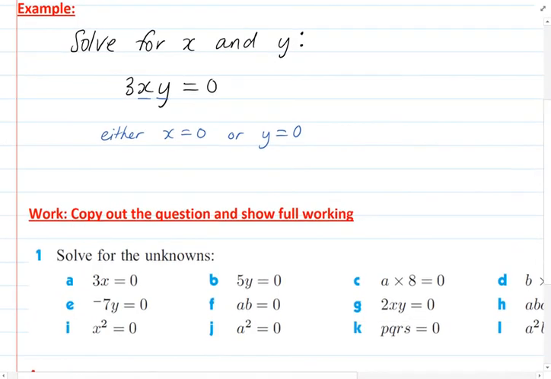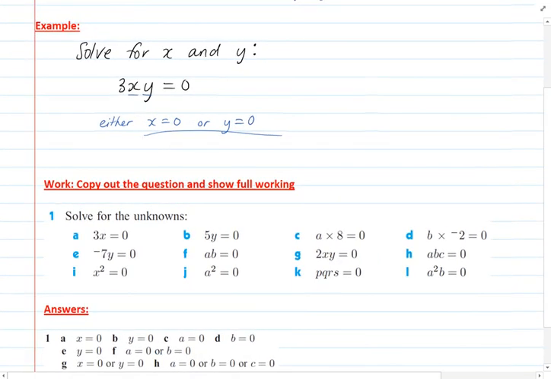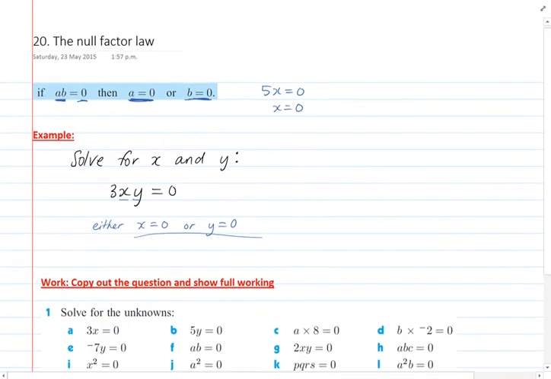Okay? So there's a few questions underneath which are asking you to solve. And so a lot of them will have more than one solution. And you'll have to recognize when that's the case. And that is where I'll leave it.